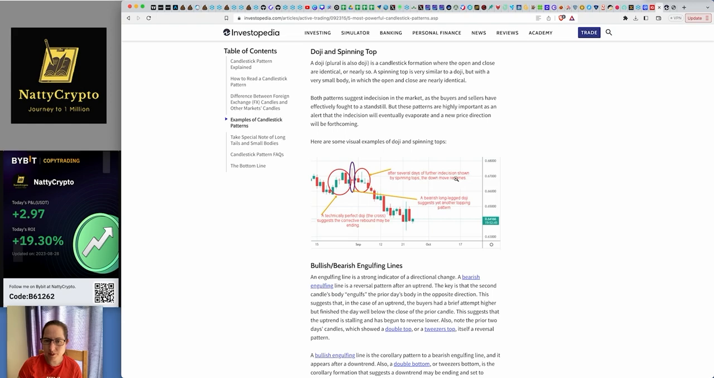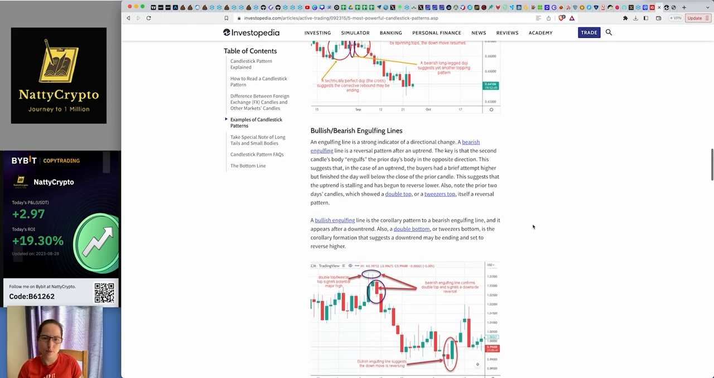After 7 days of further indecision, shown by spinning tops, as I was talking to you about, the down move resumes. So it's not sure, because all the wicks are above here, it's not sure. That makes sense, doesn't it? Even if it's green here, the downward movement continues. A bearish long-legged doji suggests yet another topping pattern, which is this one here. I guess hopefully I explained that when I was going through it all.